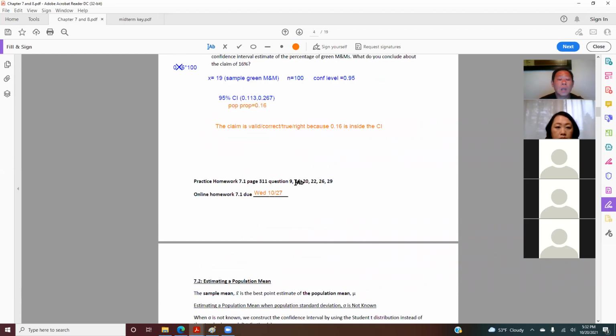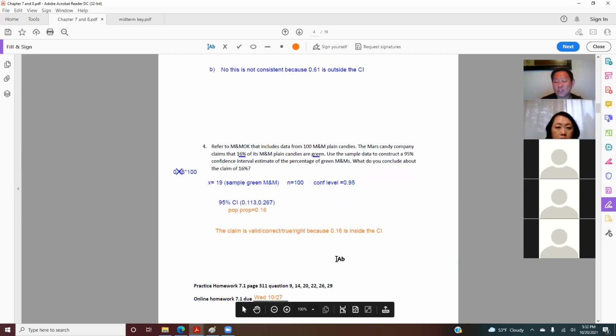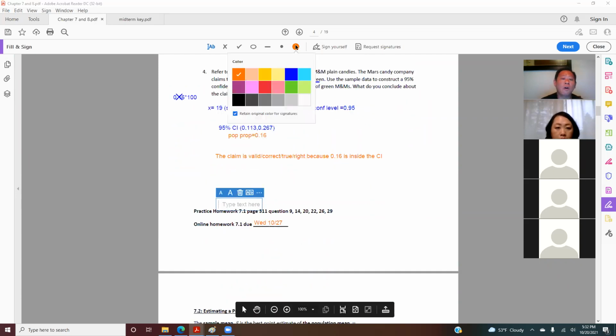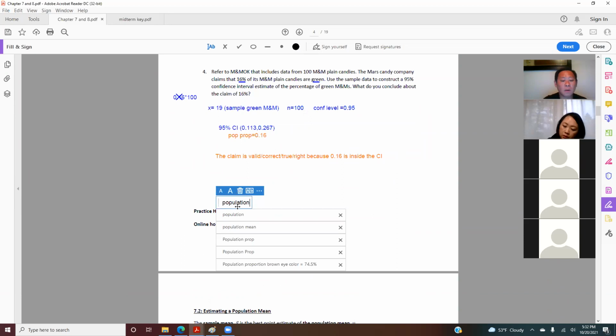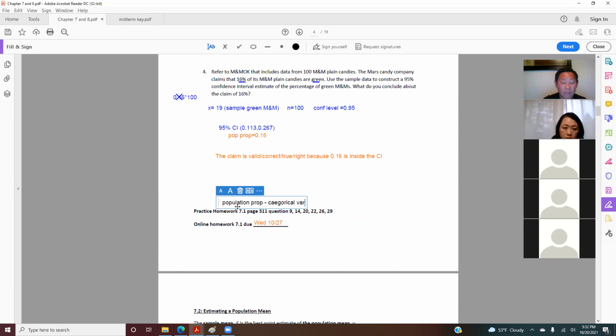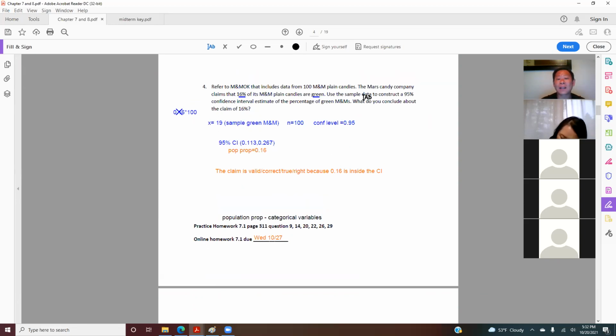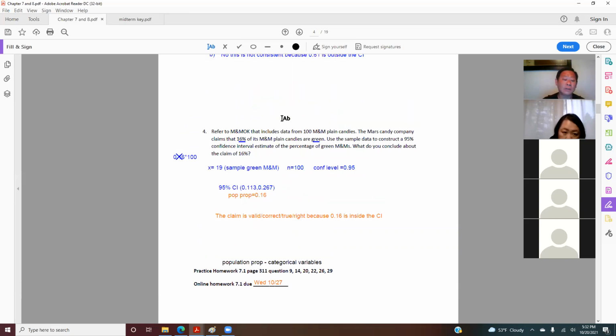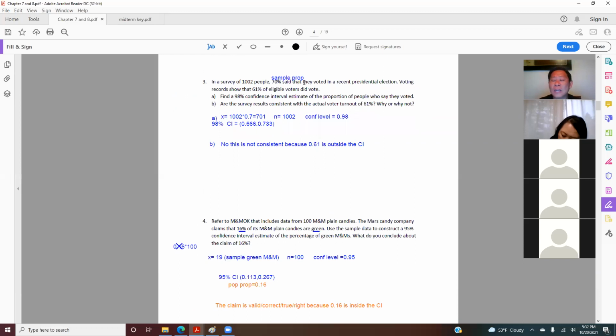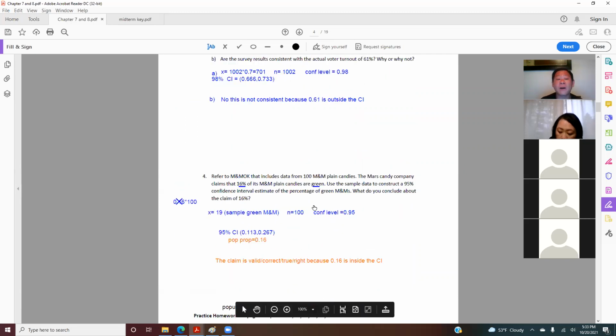Oh, okay. Perfect. So this is what we learned in this section 7.1, what we call population proportion. This is for categorical type variables. That's the reason why when you look at this type of questions, they're asking for colors like green, blue, yellow. They are categorical. This one, if you look at question 3, they're asking whether you voted in the presidential election or you did not vote for it. So yes or no. This is also categorical variables.